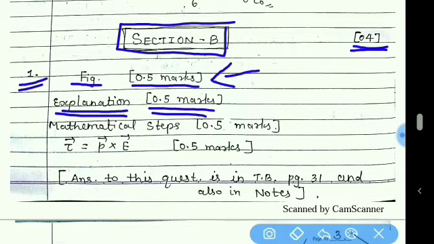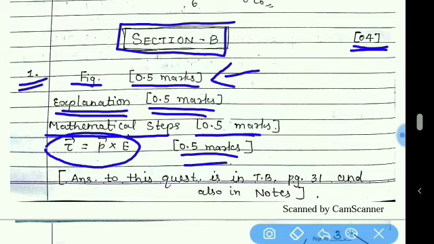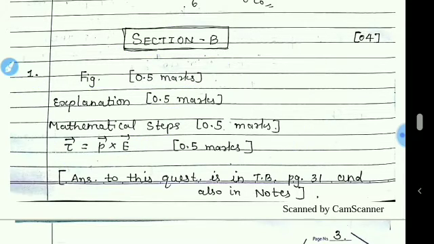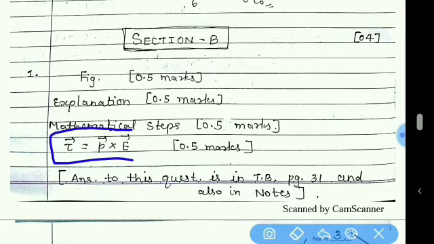Now there are mathematical steps for which again 0.5 marks, and finally if you have reached till this formula in vector form, then again 0.5 marks. So total 2 marks if no mistake is made. Remember that there must be vector in this last formula, otherwise 0.5 marks can be deducted. This theory is given on page number 31 of your textbook as well as in the notes given by me.